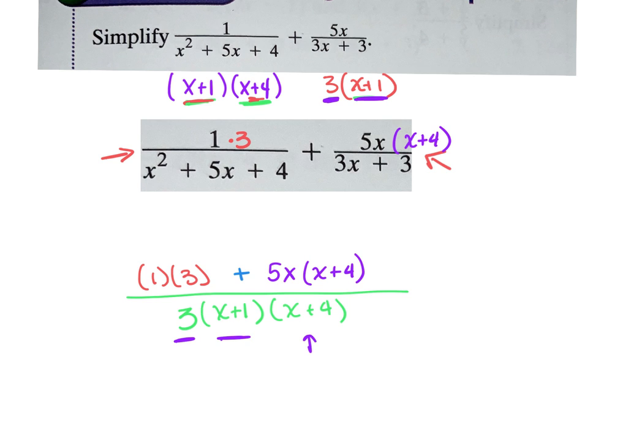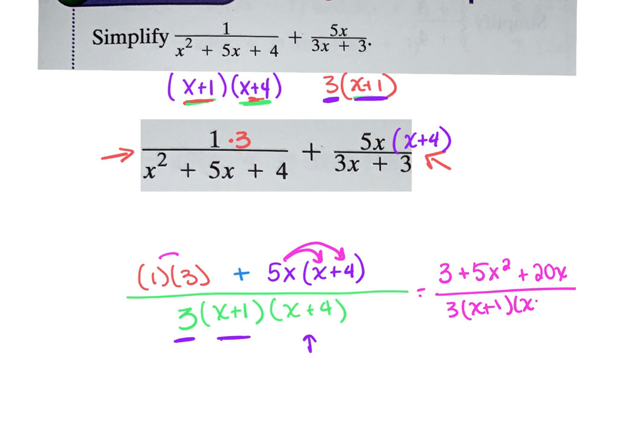And I actually do not make you FOIL out the denominator. Leave it the way it is. Now, if you had 2 times 3, I would want you to tell me 6. But I do not make you FOIL those binomials and distribute the 3 on bottom. I just make you simplify the top, okay? So we're going to simplify the top. We have 1 times 3, that's just going to give me 3. And then we distribute: 5x times x is 5x squared, 5x times 4 is 20x, over 3 times x plus 1, x plus 4.